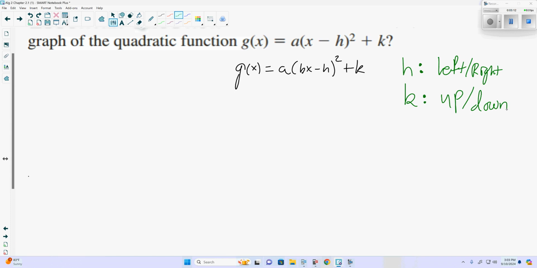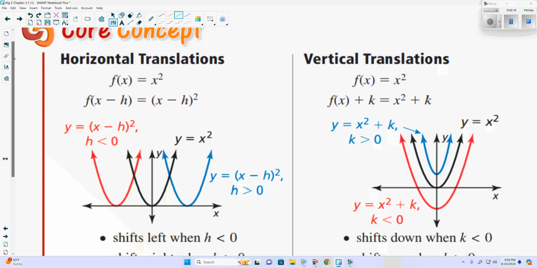All right, guys. Now, the first part of this, the core concept, horizontal translation, is exactly what we're talking about. Horizontal, left, right. The value of H tells us how far it moves left or right. Vertical translation, up and down, the value of K tells us how much it moves up or down.